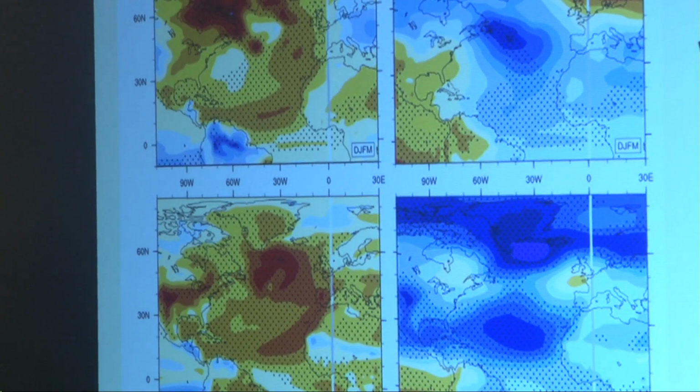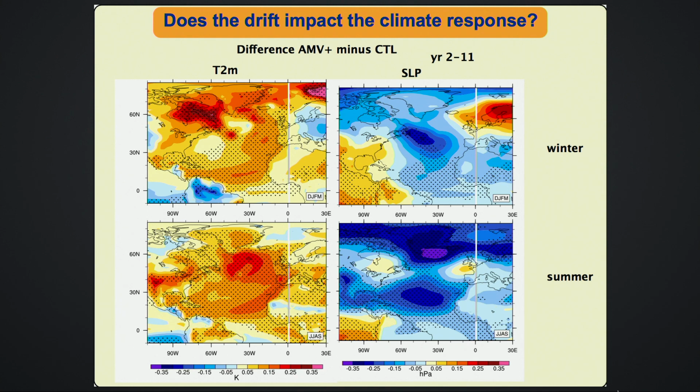So does it matter for our experiment? It matters if this cooling at the surface is going to affect the climate response. And I want to know here, after how many years does it matter? I'm showing here the average of this response for year 2 to 11, wintertime, with summertime at the bottom, and I'm showing air temperature and sea level pressure.